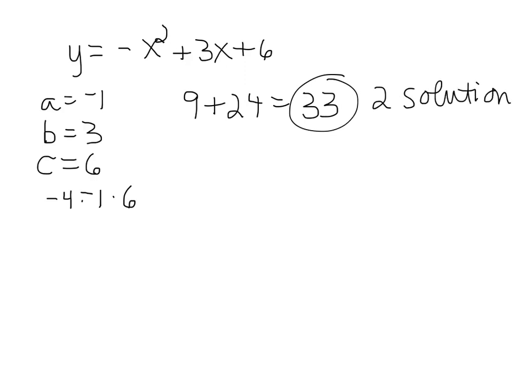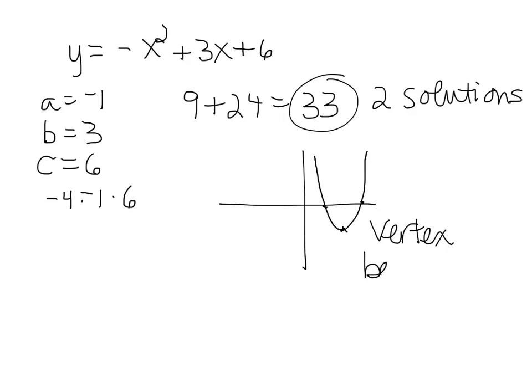And all that's left to find is where the vertex is. If I know there are two solutions, and this is a frowner, the way to get it to cross the x-axis twice is to have the vertex above the x-axis. And that's our last lesson in this Algebra 1 course.